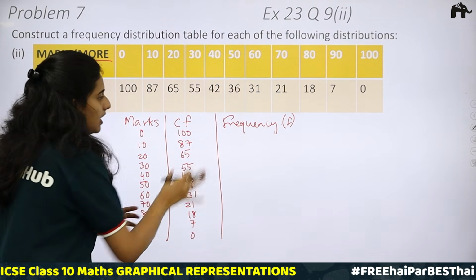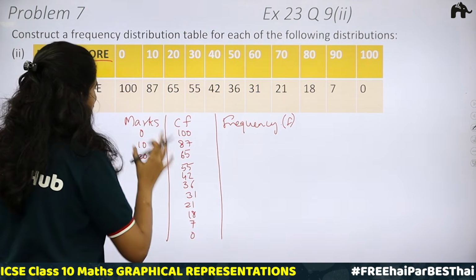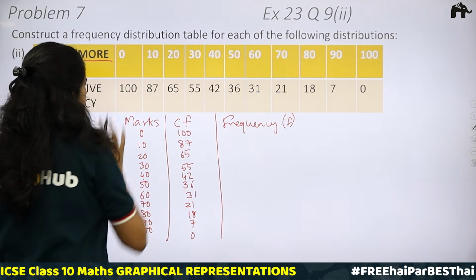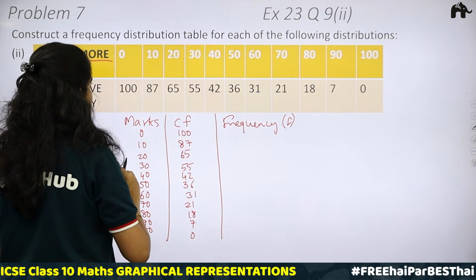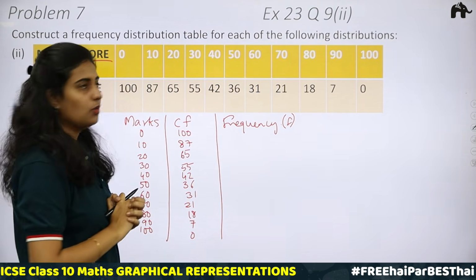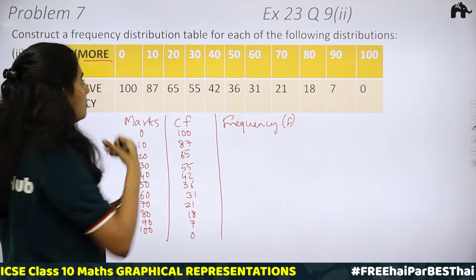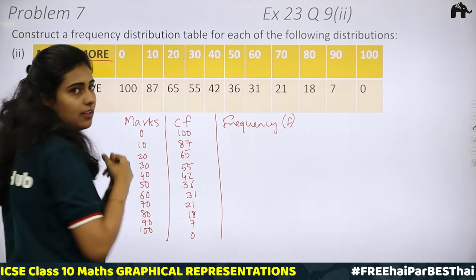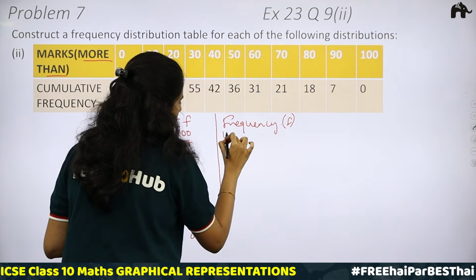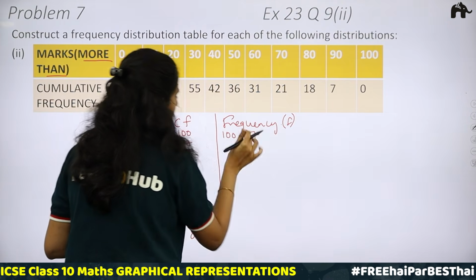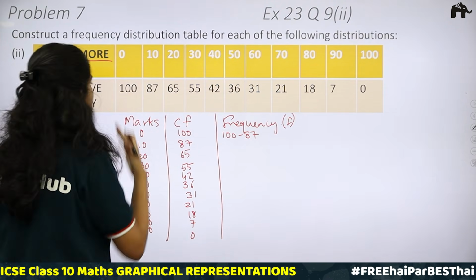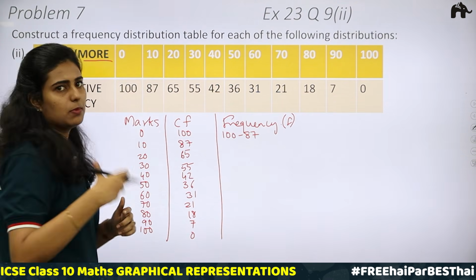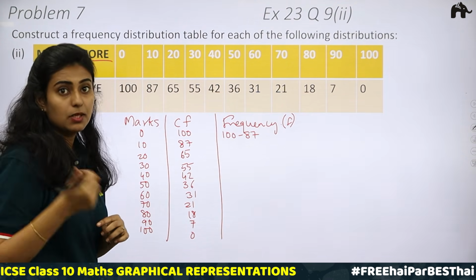Now the same step here again you have to subtract. Now in order to get the number of students whose mark is more than 0 and less than 10, how do you find? You will have to subtract this 87 from 100. So these are the steps. You have to subtract 87 from 100. Then you will be getting the number of students who have scored marks which is more than 0 but less than 10. Maybe 5, maybe 4, maybe 3, maybe 6.